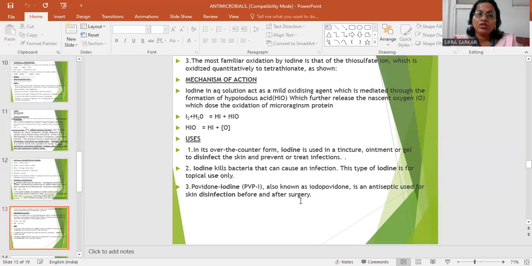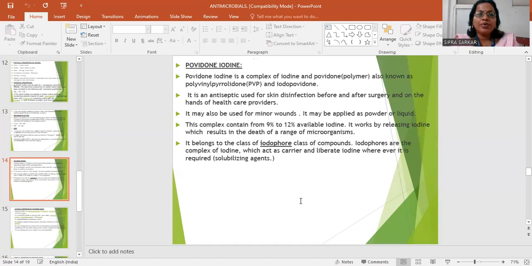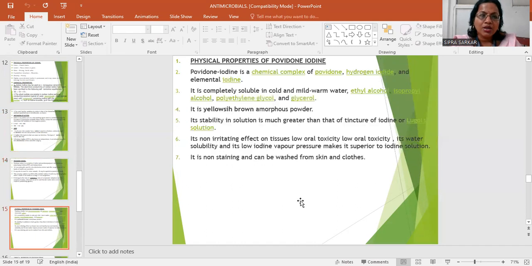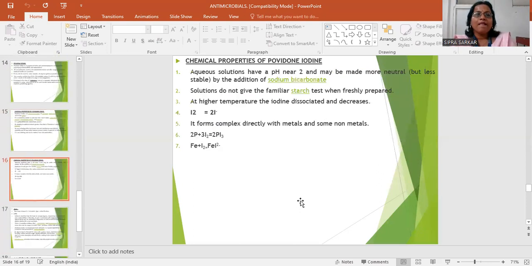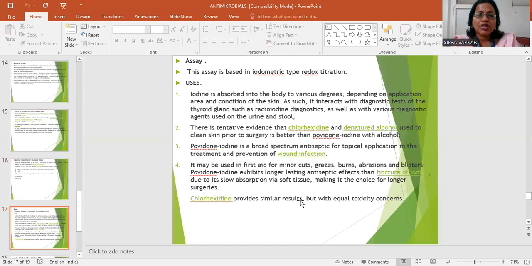And you know povidone iodine, that is one of the very important preparations used for wound healing. Another type is the povidone iodine solution, which is known as iodopovidone or polyvinylpyrrolidone iodine, which is one of the very important drugs. Physical properties are also discussed here. It should be studied in class. Chemical properties are also there, in the same way. And the assay is a redox titration, and it uses chlorhexidine and denatured alcohol. It is used as an antiseptic for cuts, wounds, burns, and abrasions.